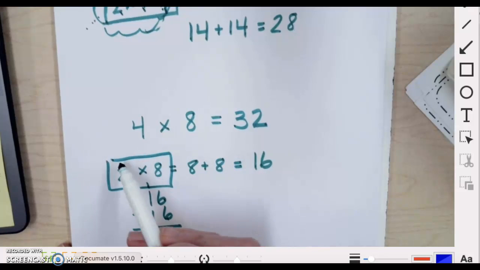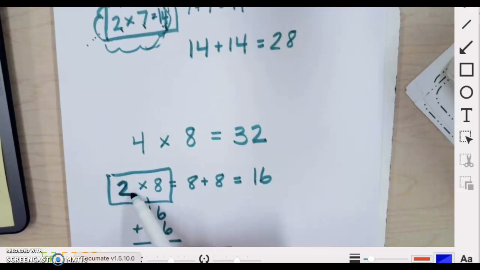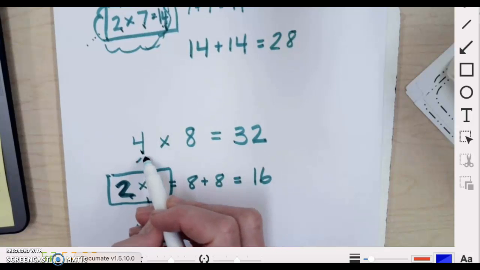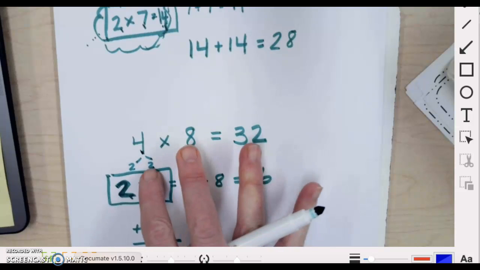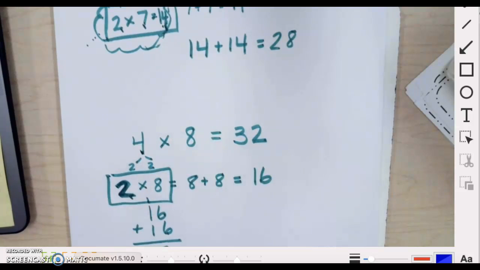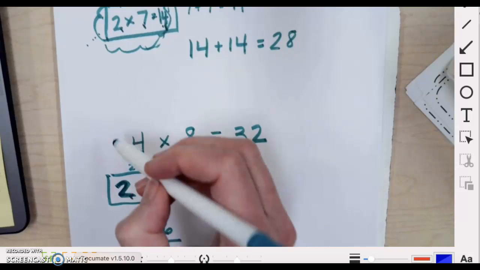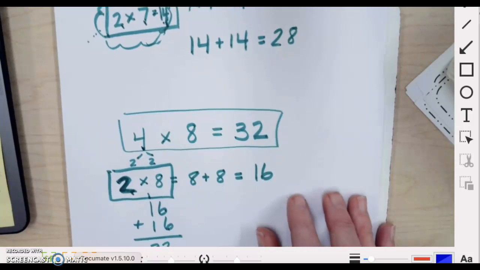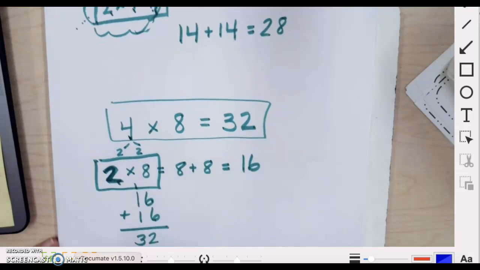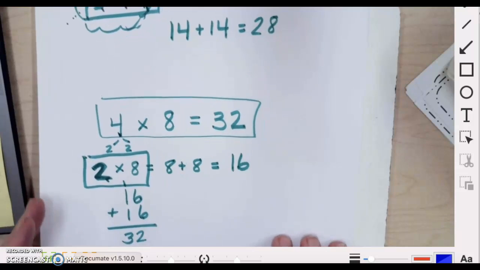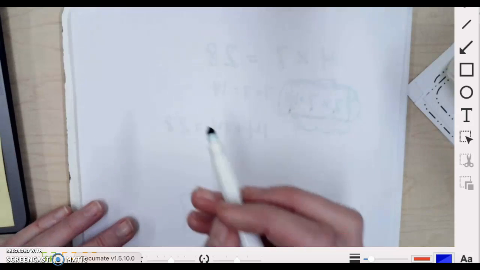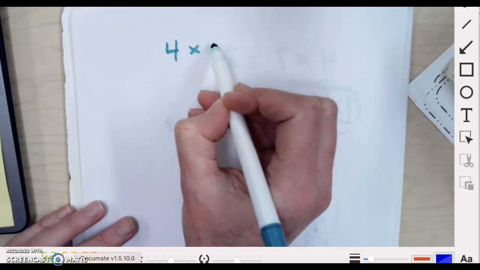Why does this work? Because if I double 2, I get 4. So I could break this 4 into 2 and 2, multiply 2 times 8 twice, and I get my product. Now, at the end of the day, you're going to memorize your 4 times table. But to see how they're related is really helpful. We want to see how we could use one fact to help us get another fact. Let's try one that you might not know. Let's say 4 times 12.